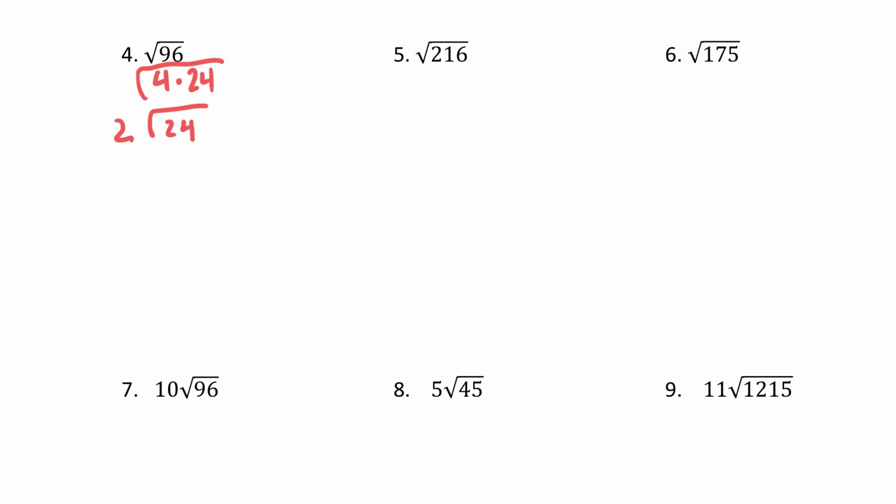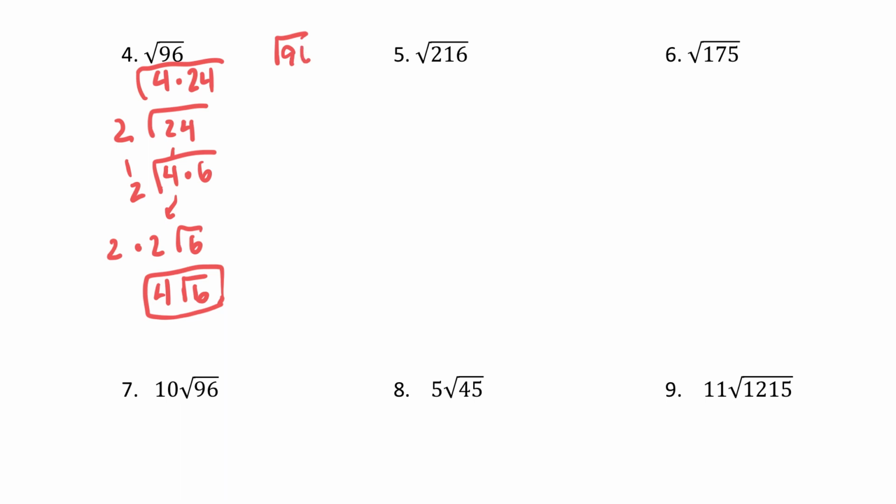Let's break that one down again. Well, this is going to be 4 times 6, right? And you have this 2 here. So now this is 2 times the square root of 6. So I end up with 4 root 6. Now, if you would have found the largest perfect square that goes into it, you would have had the square root of 96, and you could have said 16 times 6, because that's what it can break down into, and you'll end up with 4, like that, root 6.